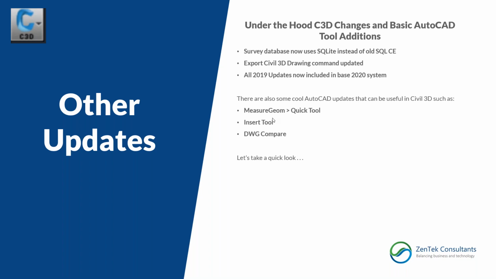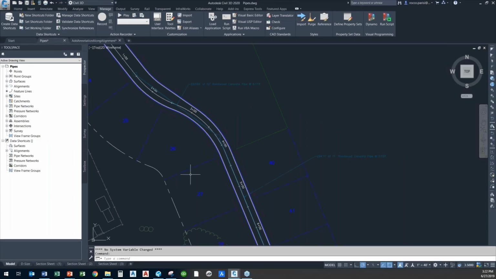The other thing I wanted to touch base on: there are a couple of semi-cool tools that they added to the base underlying AutoCAD. There were dozens of changes, but most of them in the Civil 3D world were like, who cares? But there were three that I found particularly useful and kind of cool, that I thought I'd at least show you today. Maybe you find them useful. And one of them deals with the measure geometry command.